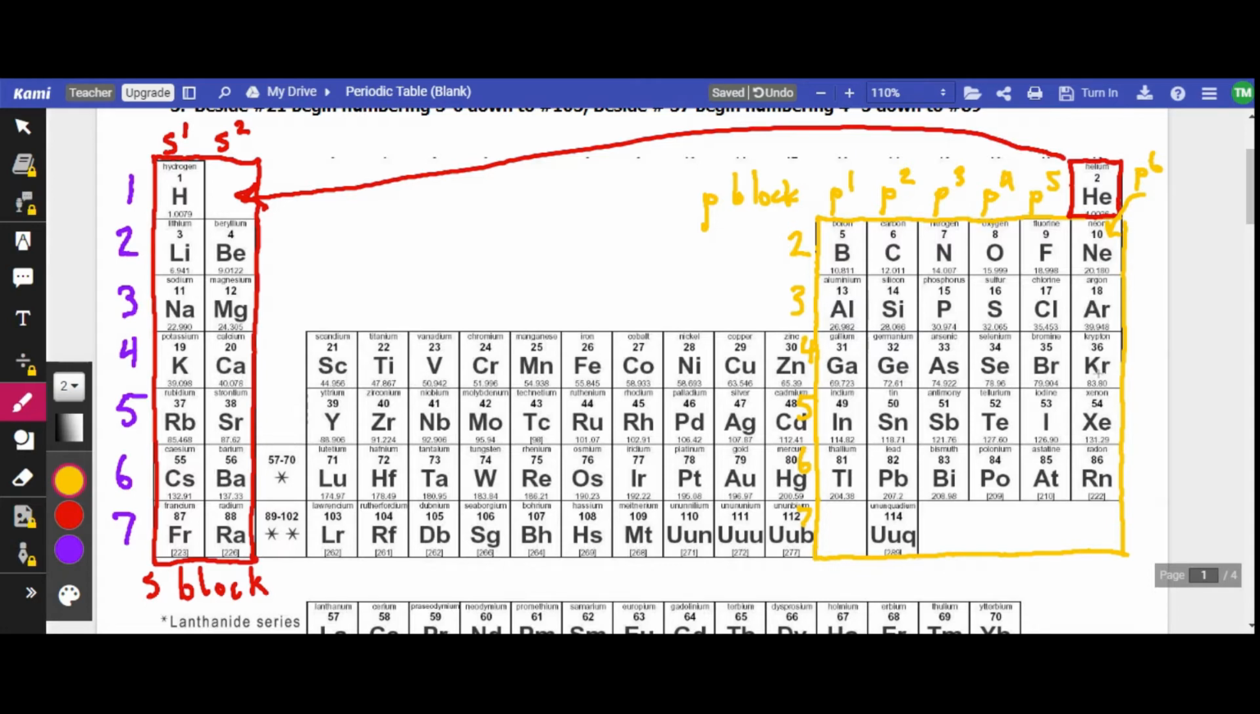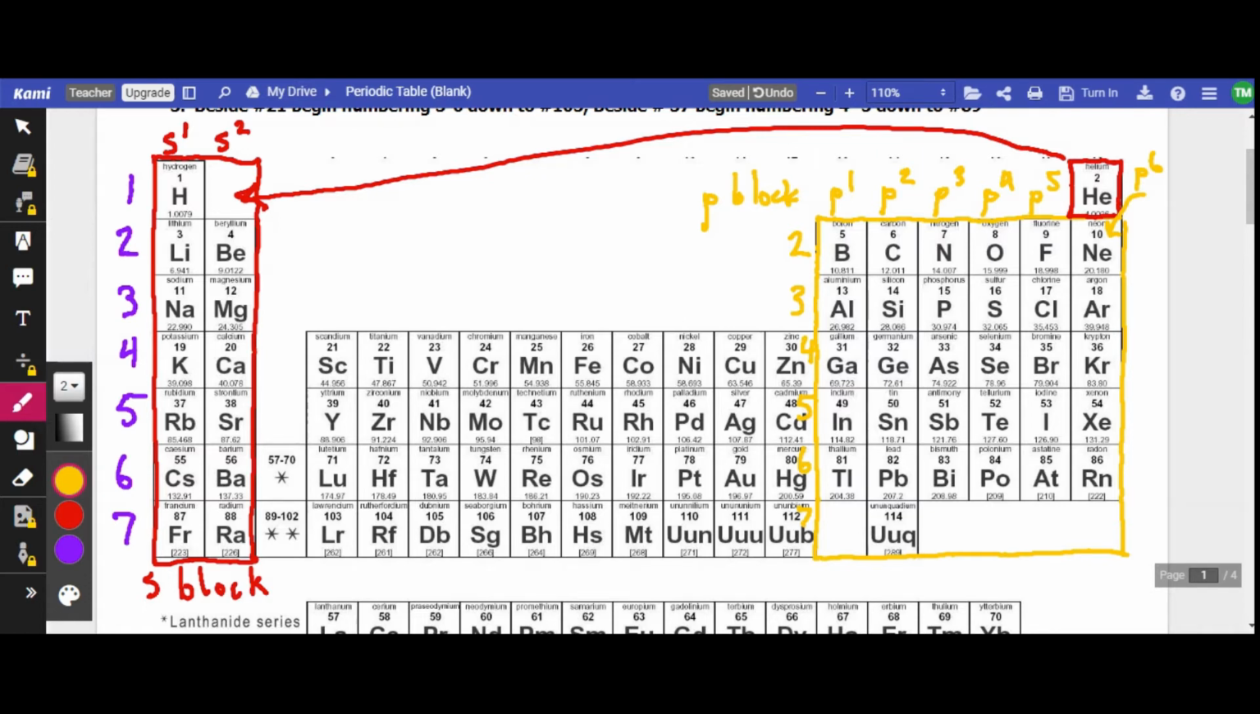So neon, argon, krypton, xenon, radon, all that are going to be ending in P6. Note that helium is not one of them. Helium only has 2 electrons. They don't even get close to the 2p6 orbital. So not going to happen. So neon and below ends in P6.